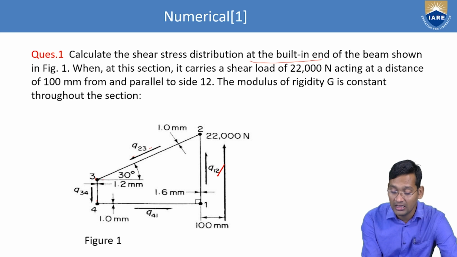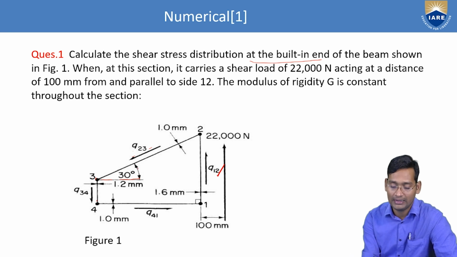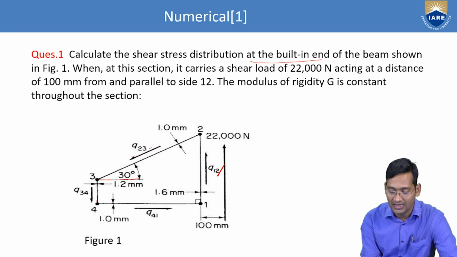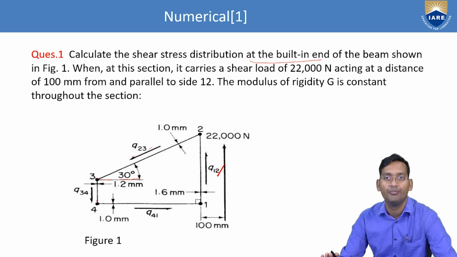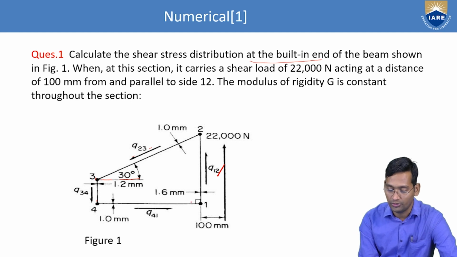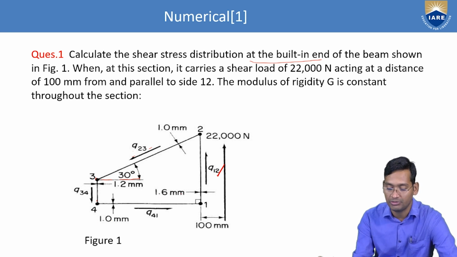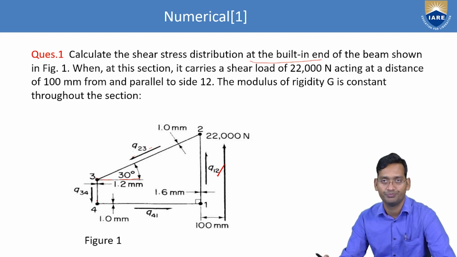One more thing given in this is the angle theta, which you have to take care of. That angle theta is 30 degrees. The thickness is not the same for all the sides; it is given as different. For 1 to 2, the thickness is 1.6 mm. For 2 to 3, the thickness is 1 mm, and for 3 to 4, the thickness is 1.2 mm. These things are given in the question.